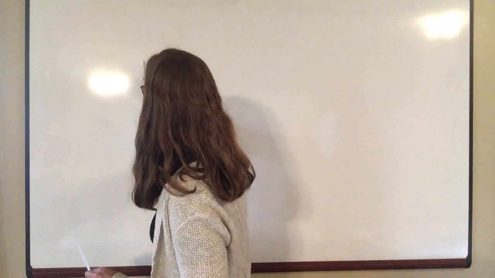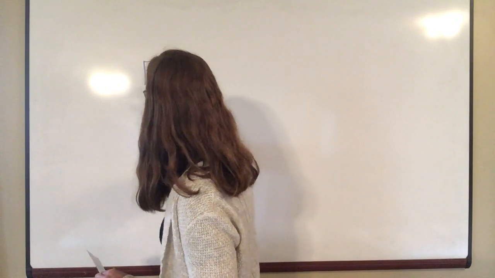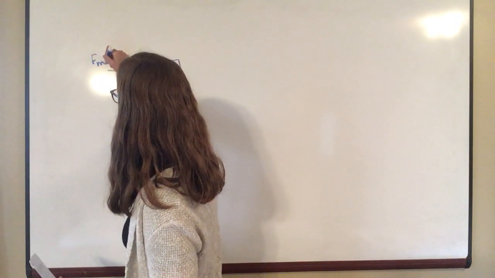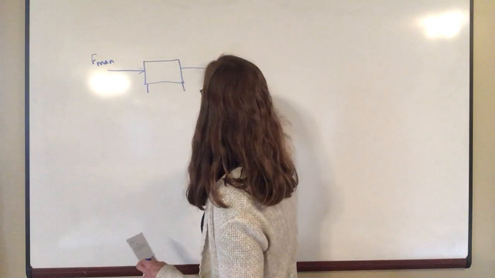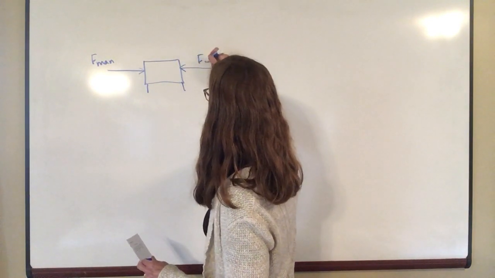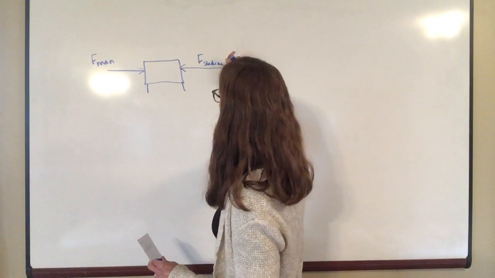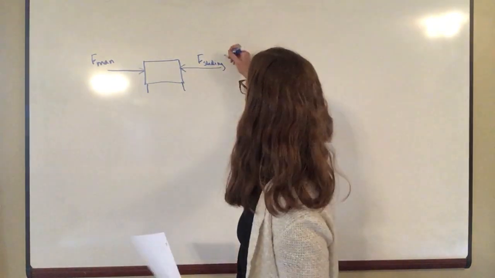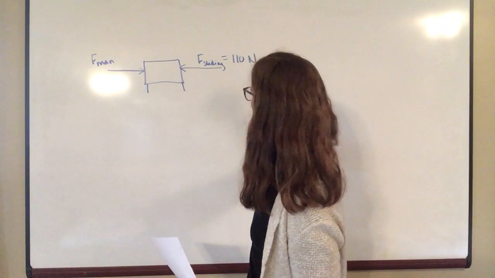Okay? Then the second part of the question says, if the desk accelerates at 1 meter per second squared to the west when the force is applied, how much force did the man use? Okay, so it's always a good idea to draw a picture. So let's say here's the desk, and the man is pushing on it this way. So here's the force of the man, and I know that the force of sliding friction is going to be opposing it. Do I know the force of sliding friction? I do, actually. It's 110 newtons.